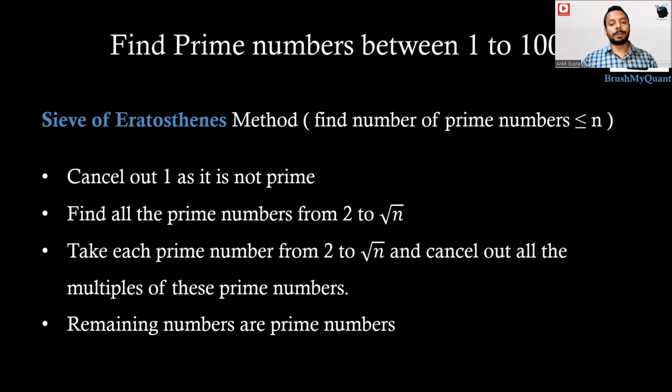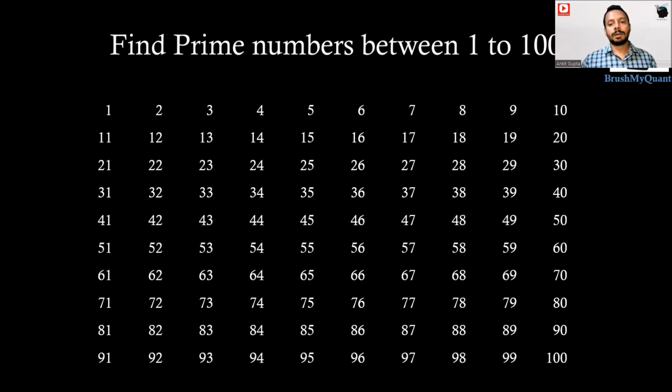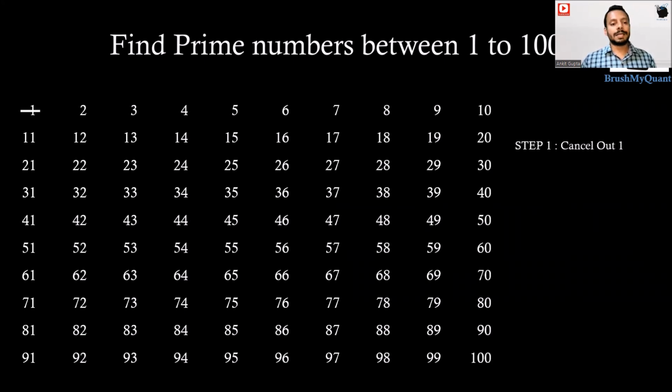Now let's go and apply this method to find the prime numbers from 1 to 100. So we have written the numbers from 1 to 100. You can very well write these numbers on a sheet of paper if you want to follow along. So as the first step, we are going to cancel out 1.